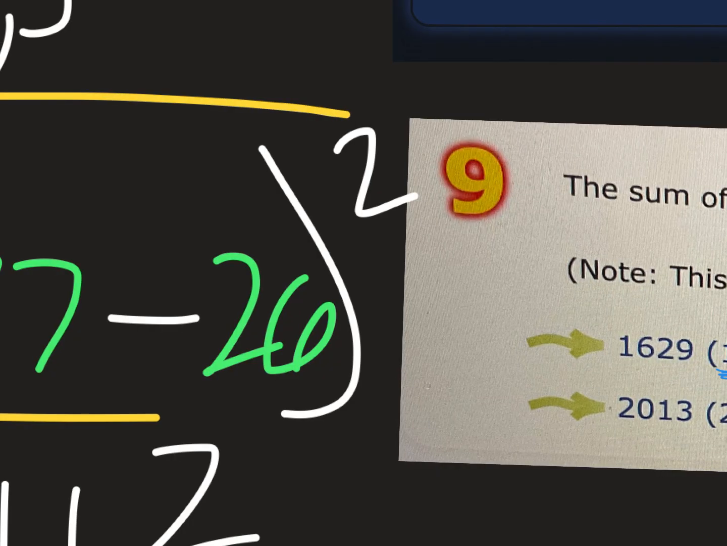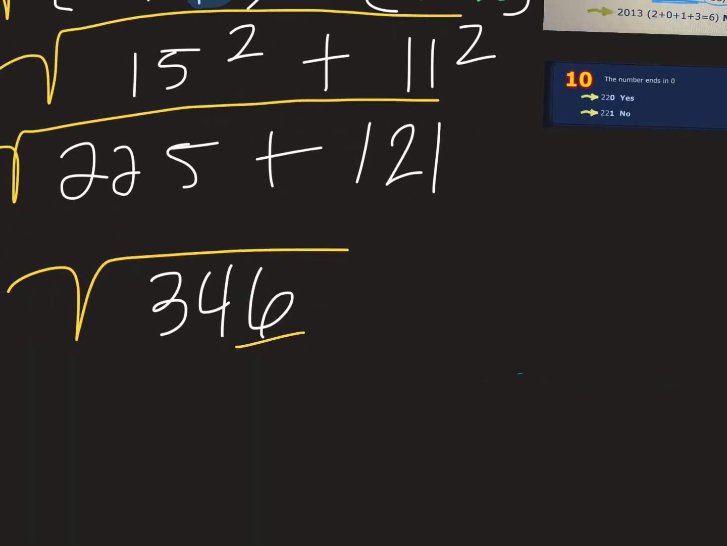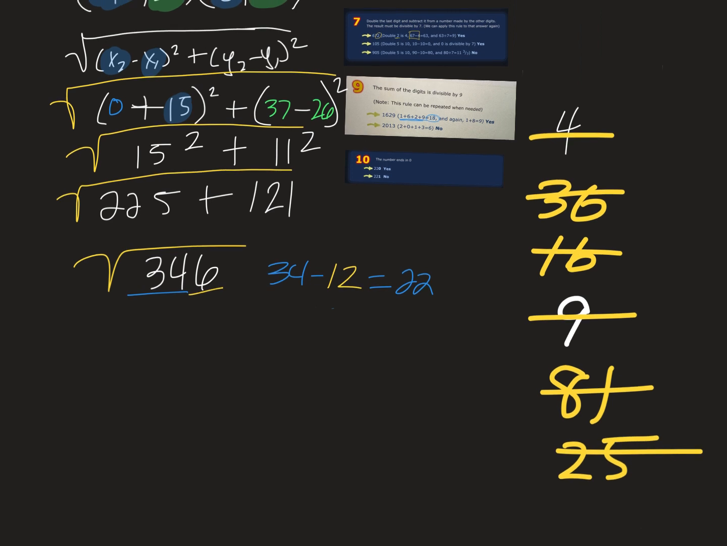So let's look at what we've got here. So that means I would need to double the 6, which is 12. And I would need to take the rest of the number. What's 34 minus 12? 22. Is that divisible by 7? No. So since 7 doesn't work, that means what perfect square won't work? 49. 49 won't work.